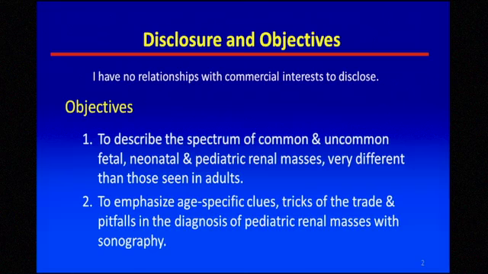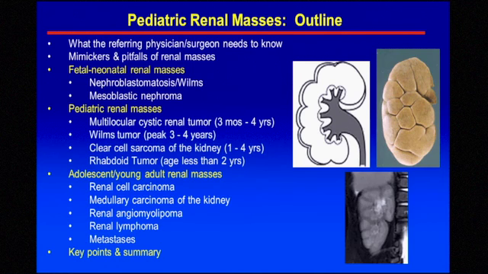I have no disclosures, and the objectives are below: to describe the spectrum of common and uncommon fetal, neonatal, and pediatric renal masses, which are very different from those seen in adults. And we'll give some age-specific clues, tricks of the trade, and pitfalls in the diagnosis of pediatric renal masses with sonography. Okay, we'll focus a little bit on what the referring physician or surgeon needs to know.